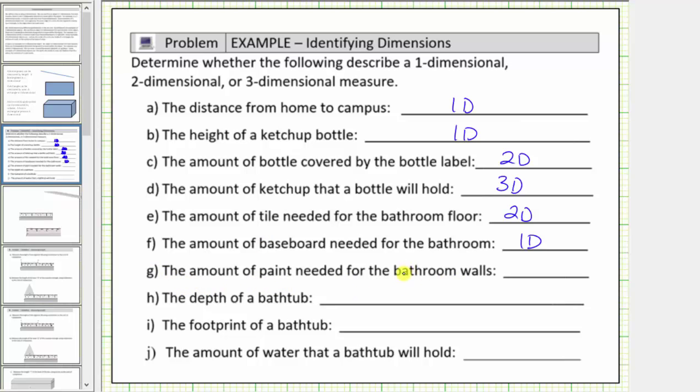G, the amount of paint needed for the bathroom walls. We need to be careful here because the bathroom walls would be two-dimensional, but we order paint based upon the number of gallons, which is a volume, and therefore the amount of paint is three-dimensional.